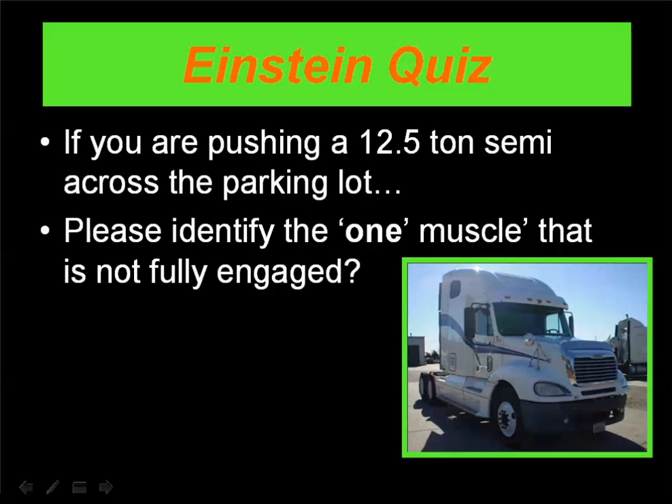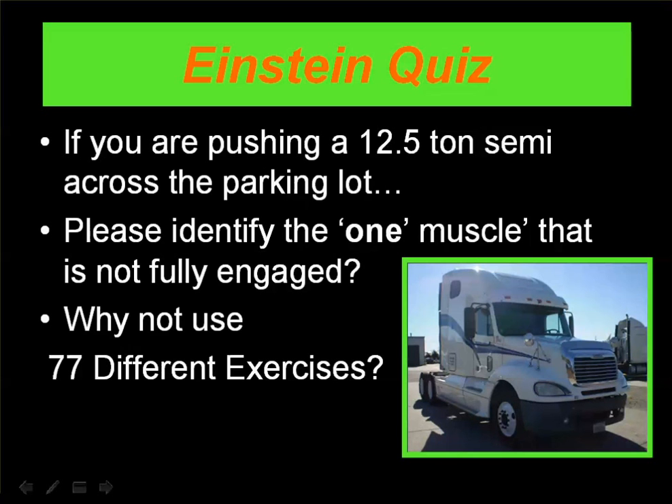Now, here's the follow-up question. Why not use 77 different exercises? After all, if you actually succeeded in pushing the 12.5 tons across the parking lot, why would you then go into the gym and do leg extensions to failure? Or go to the bench press and do one set to exhaustion? Recall the 650 muscles based upon how you divide the muscle groups. If you just employed every one of these muscles to their maximum, pushing this semi across the parking lot, do you really think you need a finishing set?